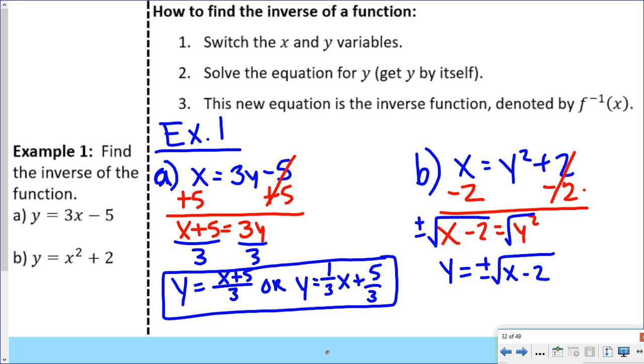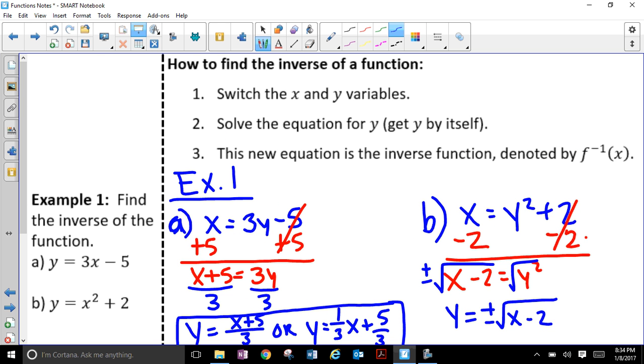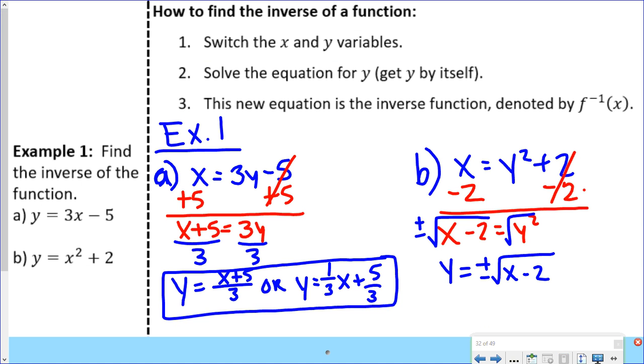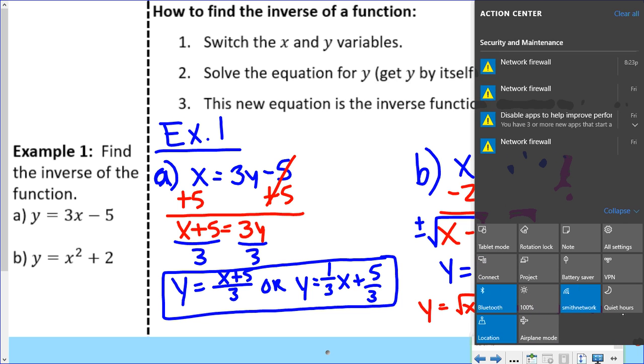Now we can't just leave this equation with a plus minus in it. Okay, so what this means is that you've got 2 options for your inverse. Okay, so we could either write it as y equals positive radical x minus 2, or the function is going to be y equals negative square root of x minus 2. You're going to write both of those down.